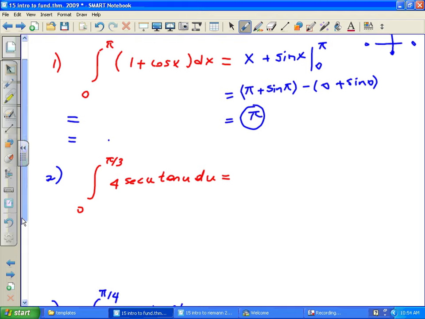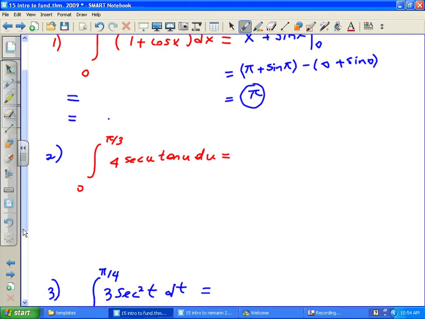What about the next one? The integral of 4 secant u times tangent u. First things first, the antiderivative. It's just secant, right? But there's a 4, so it's going to be 4 times secant of u. How do I know this? Because the derivative of secant was secant times tangent, right? So the antiderivative of secant tangent is secant. And the limits are from 0 to pi over 3.